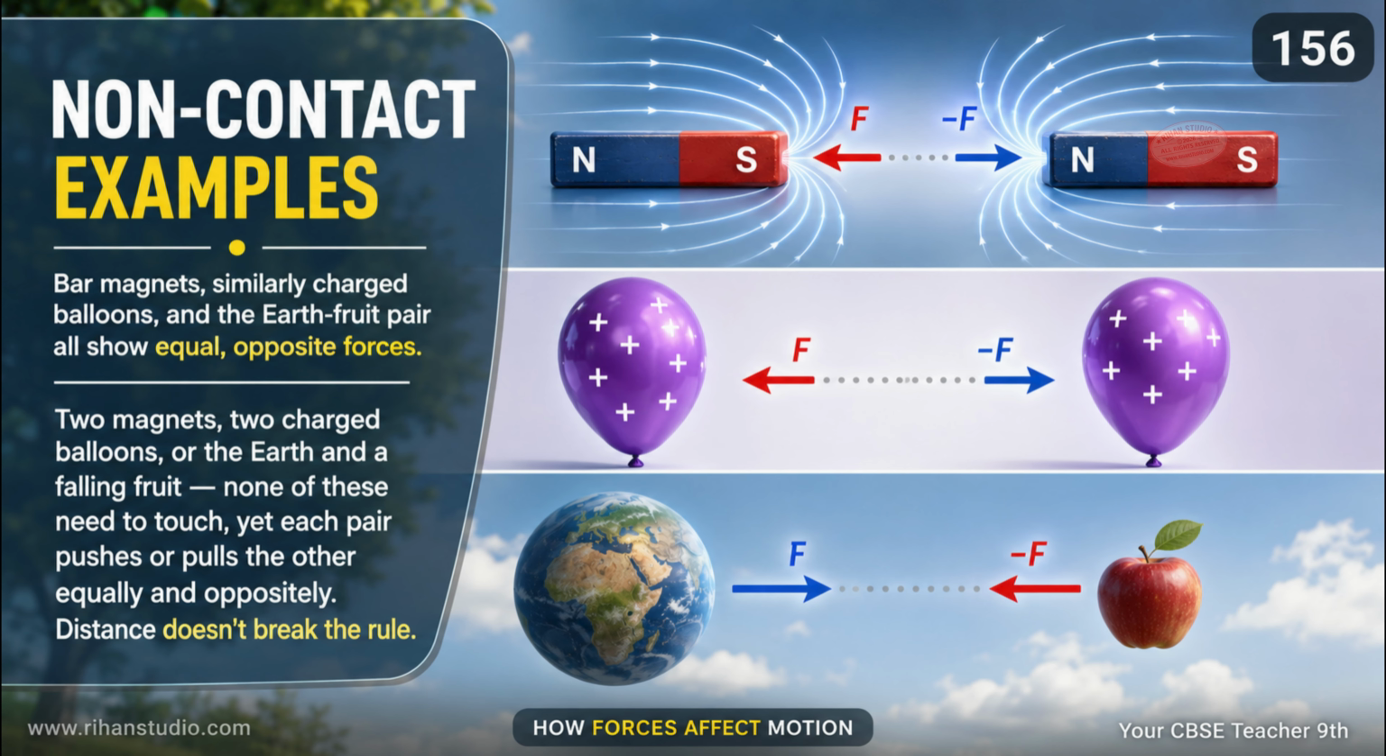Non-contact examples. Two magnets, two charged balloons, or the earth and a falling fruit. None of these need to touch, yet each pair pushes or pulls the other equally and oppositely. Distance doesn't break the rule.